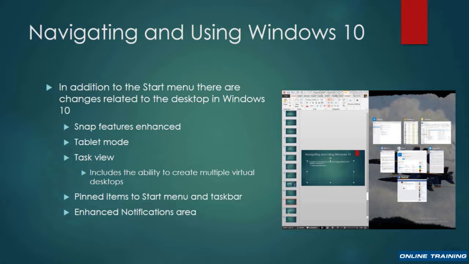Tablet mode can be turned on, and it turns all the apps into a full screen type of application. We have a task view, which is a new icon down on the taskbar that I haven't hit yet. Task view gives you the ability to create multiple virtual desktops. So number one, it's just a way of seeing the open and running applications. But number two, it is the ability to add a desktop. Pinned items to the start menu, pinned items to the taskbar we'd mentioned. We also have an enhanced notifications area. Now, a lot of these things are just easier to see than talk about. So let's go take a look at some of these other changes.